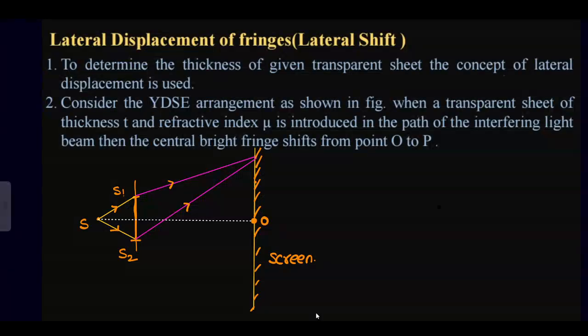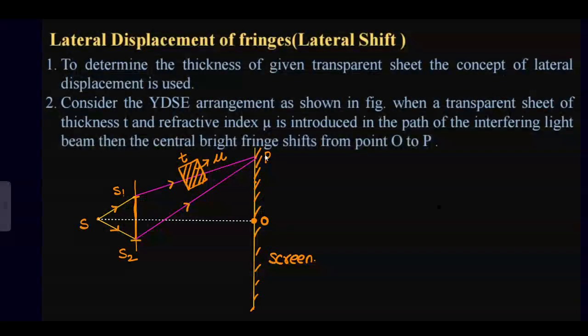And what I did here is that a glass slab is placed in the path of this light ray. So this is the glass slab we have placed like this, having some thickness. The thickness is t, and it has some refractive index, which is mu. Now instead of having the maxima here, the maxima will shift to here.